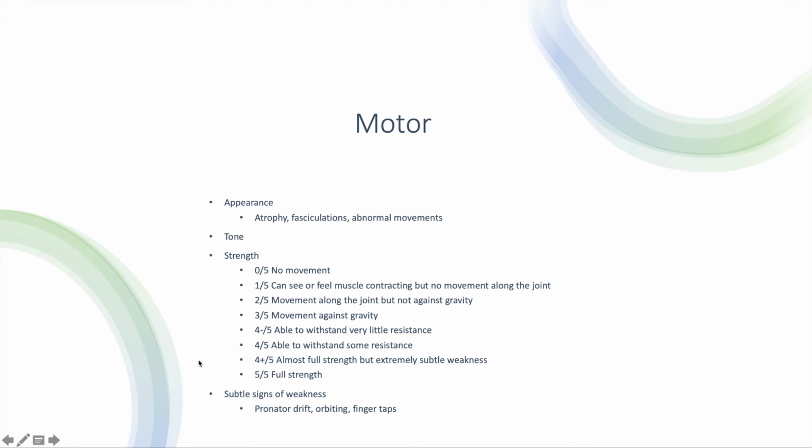And then you do the confrontation exam. So it's important to know what 0 through 5 means. 0 means no movement at all. 1 means you can feel or see the muscle contracting, but there's no movement along the actual joint. 2 is there is movement along the joint, but there's no movement against gravity. 3 is movement against gravity. And then 4 is split up into 4 minus, 4, and 4 plus, depending on how much they can withstand against resistance. And then 5 out of 5 is full strength. Now note there's no 3 plus, 3 minus, 2 plus, or 2 minus, so make sure you don't mention that.